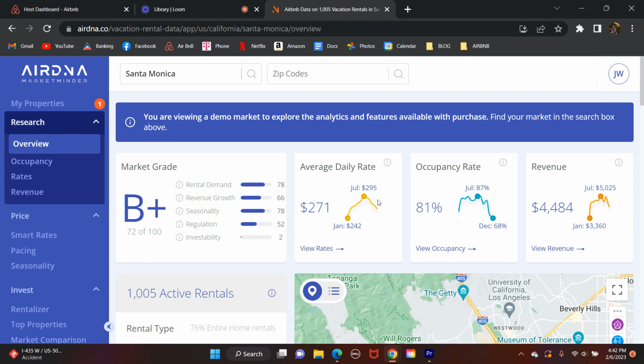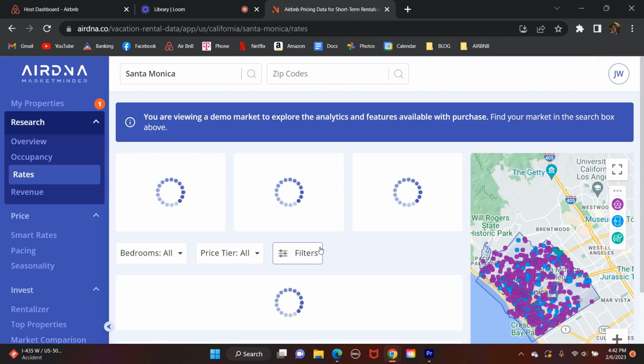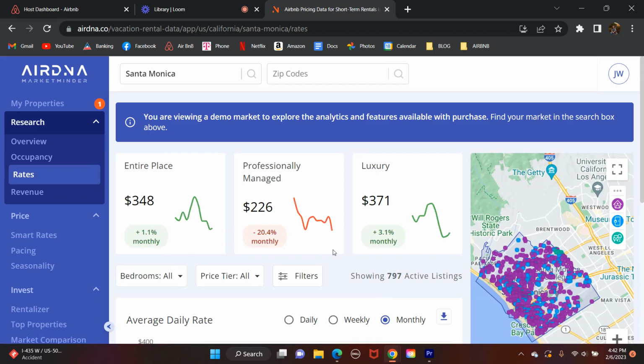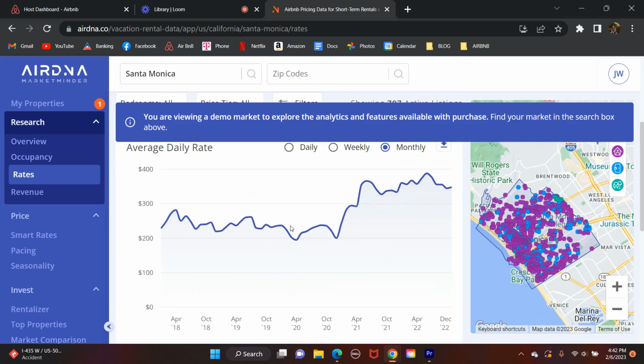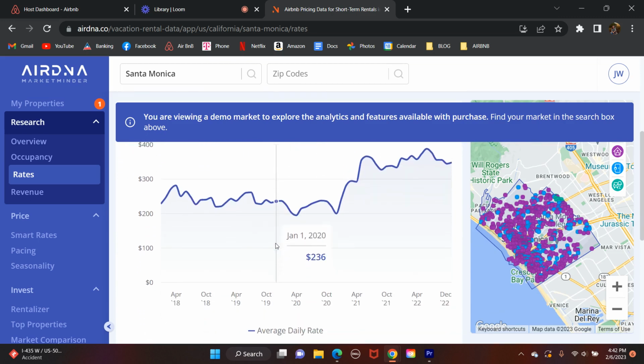So this is saying the average daily rate in Santa Monica is about $271. And you can jump more into this, but it shows you your nightly rate based on what month it is, in different seasons. So here's the breakdown, all 12 months. You can see it's actually pretty consistent.